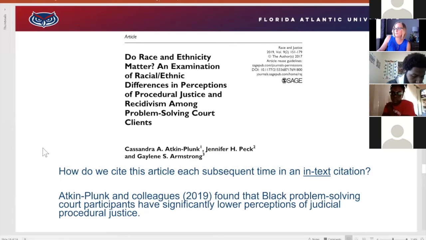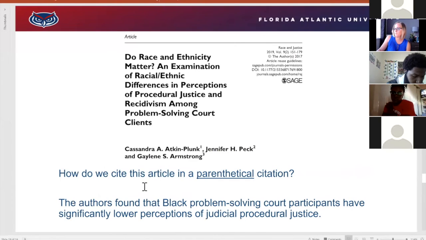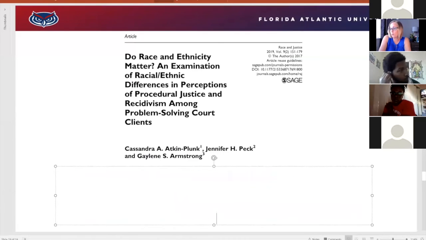So if we were citing this article for the first time in a parenthetical citation, and again, this is for the very first time it's appearing in your paper, you do list all of the authors.